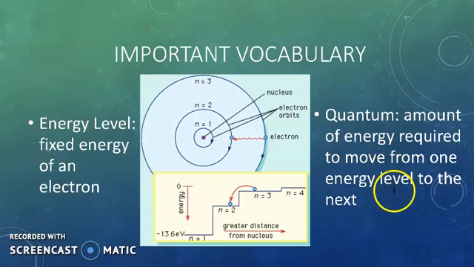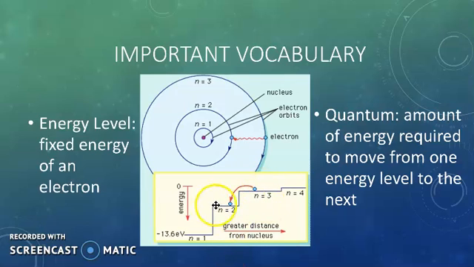Quantum is the amount of energy required to move from one energy level to the next. So if I was going from n equals 2 to n equals 3, it would be a specific amount of energy I'd need. If I was dropping back down, I would give off energy, and there's a certain amount of energy that I would drop. Moving up takes more energy, because if you think of it in stairs, it takes more energy to climb stairs than it does to fall down. You actually give off energy when they move down energy levels.